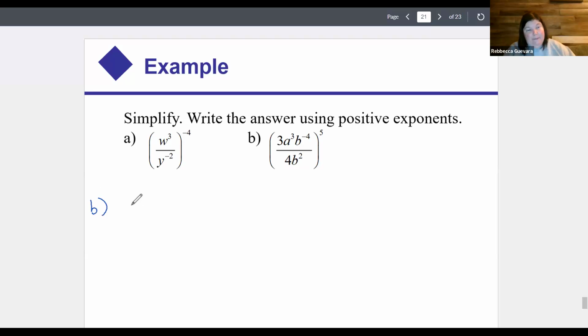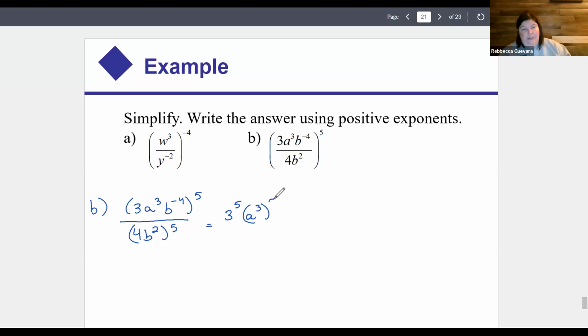All right, so for B, the first rule says that by the quotient rule, I can do this. I have 3a cubed b to the negative 4, and now that's all raised to the power of 5. Now I have 4b squared. I can raise that all to the power of 5. Now, by that rule I had, the power rule applied to a product, this is just 3 to the 5th, a cubed to the power of 5, b to the negative 4th to the power of 5, 4 to the power of 5, and b squared to the power of 5.